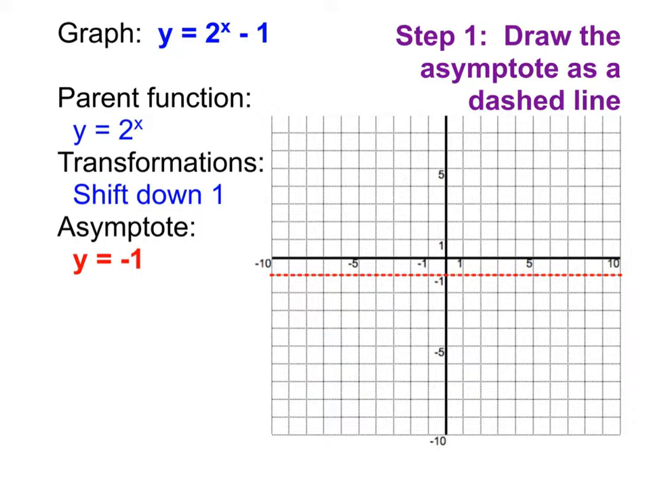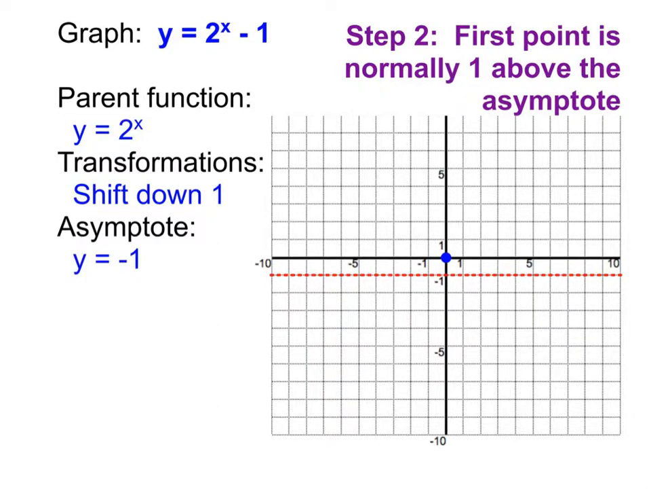Once you've drawn the asymptote, then we can start plotting our points. Now, there's one point that you need to know. Just one point that you need to know. And that is, what's anything to the power of 0? 1. Remember, anything to the power of 0 is 1. And so that means that our first point that we plot is 1 above the asymptote.